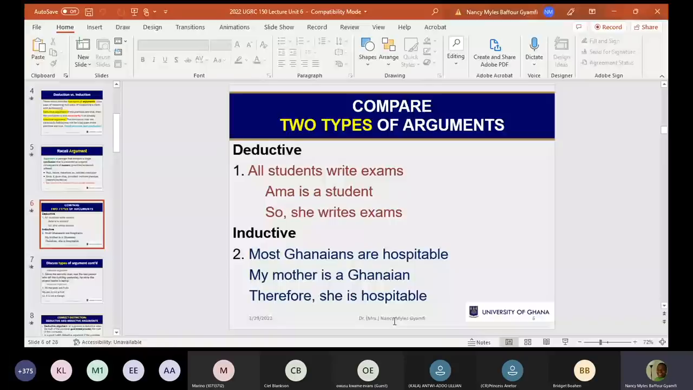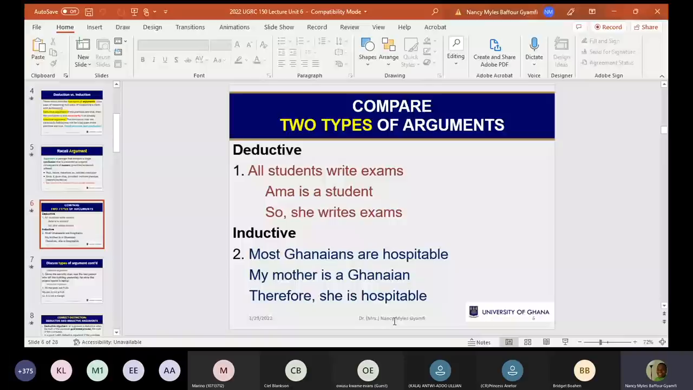So that read inductive argument. Inductive. Yes. Most Ghanaians are hospitable. My mother is a Ghanaian, therefore she is hospitable. If we were to assume that it is true that most Ghanaians are hospitable, people can contend that and say it's not true. We can argue over that.